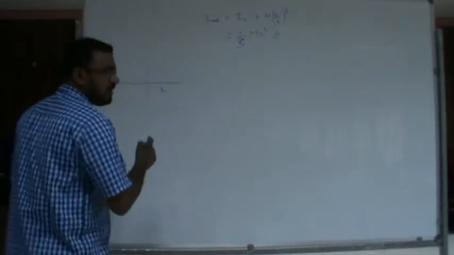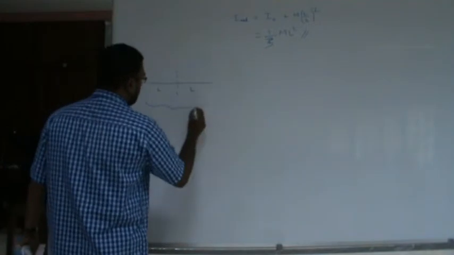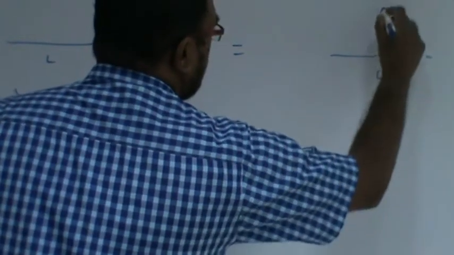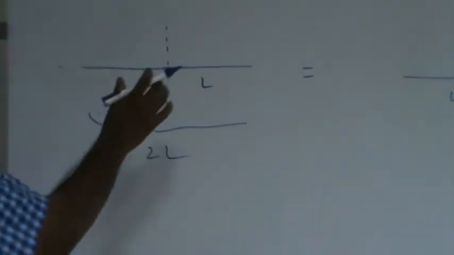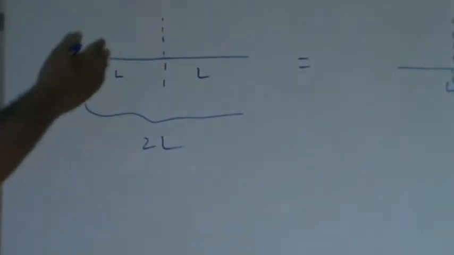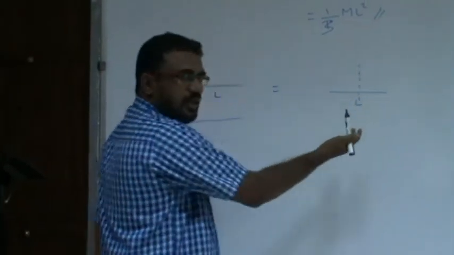Moment of inertia about the center. If you want to calculate, the total is 2L. This is related to L. How does this vary? Suppose I double this length on either side, and I calculate the moment of inertia about this center from the original length.